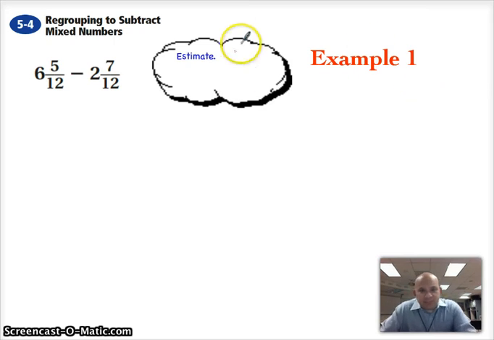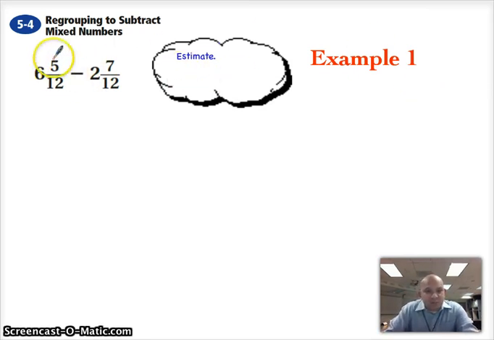Going to another example, here I'm going to go ahead and do some estimating before I actually solve the problem. Here I have 6 5/12 subtract 2 7/12, and I notice that 5/12 and 7/12 are close to a half. So I'm going to go ahead and use that as part of my estimate. I'm going to write down 6 1/2, subtract 2 1/2. Now I subtract the fractions first, of course, and 1/2 subtract 1/2 is essentially 0. 6 subtract 2 is 4. So my answer is going to be around 4 here.